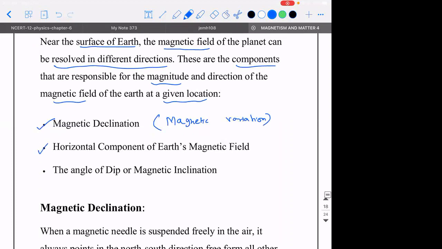The second component of Earth's magnetism is called the horizontal component of Earth's magnetic field. Generally the magnetic field at a particular location can be resolved into two components. One is vertical, one is horizontal. But we will be concerned about the horizontal component of the Earth's magnetic field. And the third is called the angle of dip or magnetic inclination. Don't get confused between the first and the last. The first one is called magnetic declination, and the last one is called magnetic inclination.